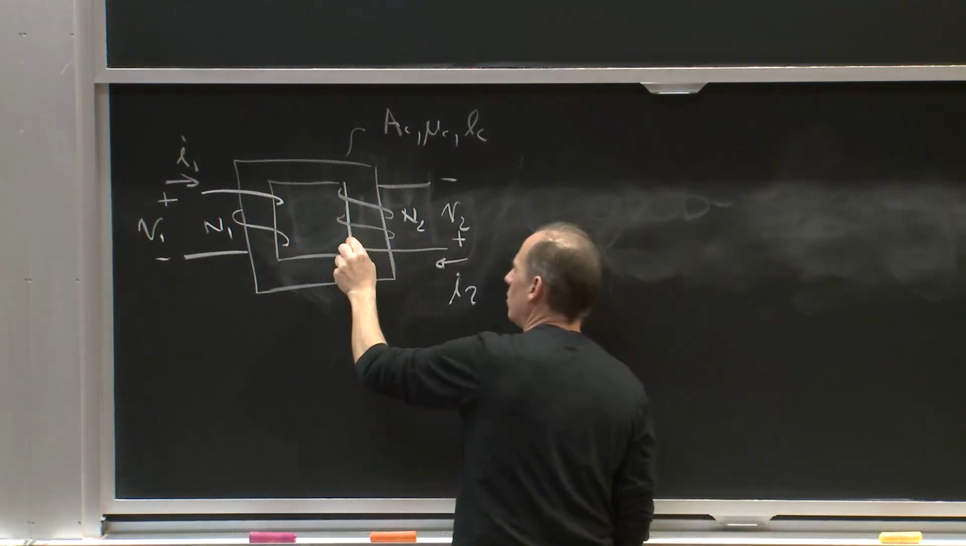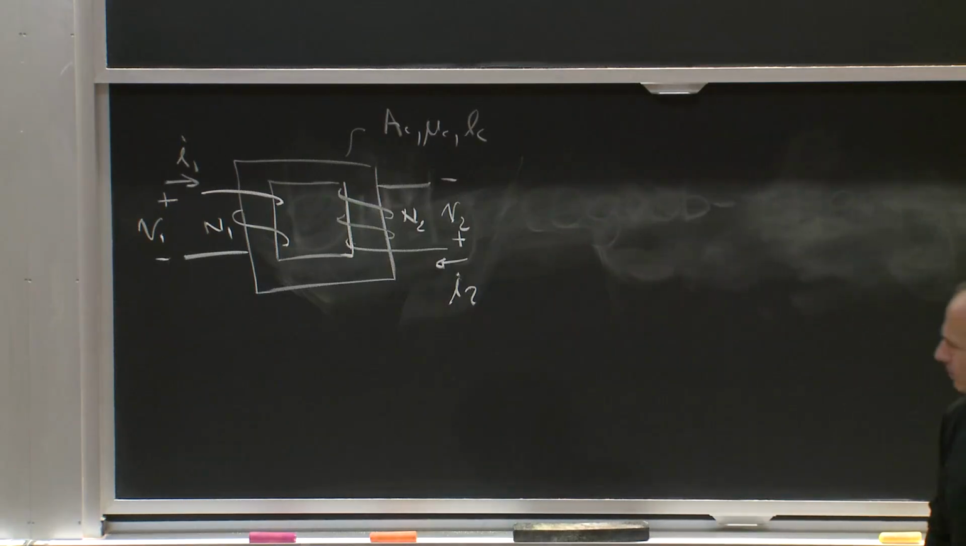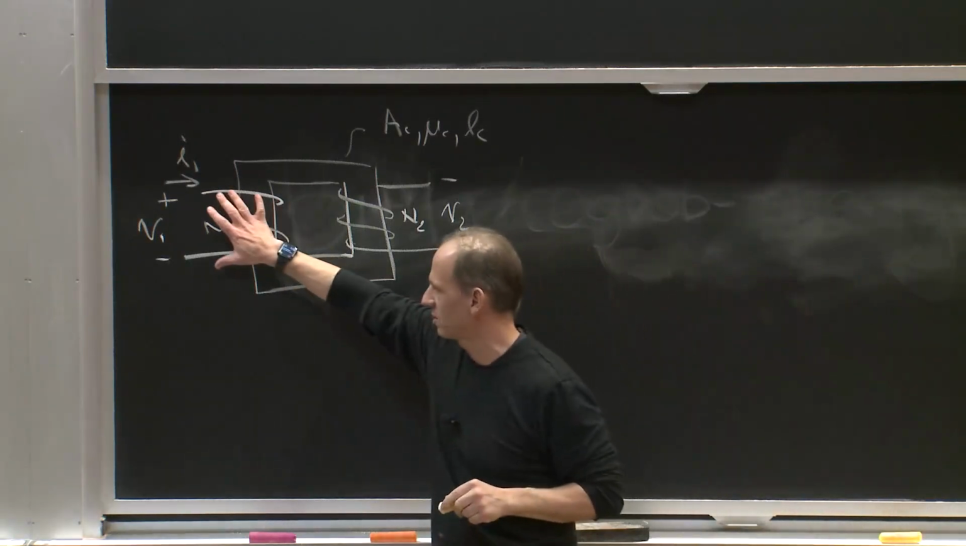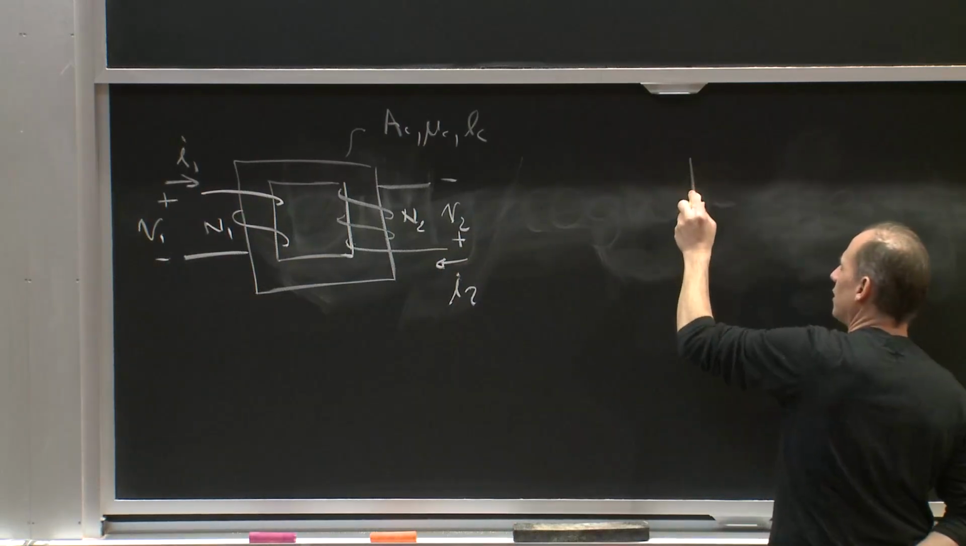Now, if I thought about this thing, what would be the magnetic circuit model? Well, here's an MMF source. If I have a current into this winding, I have some MMF. So my magnetic circuit would look like this.